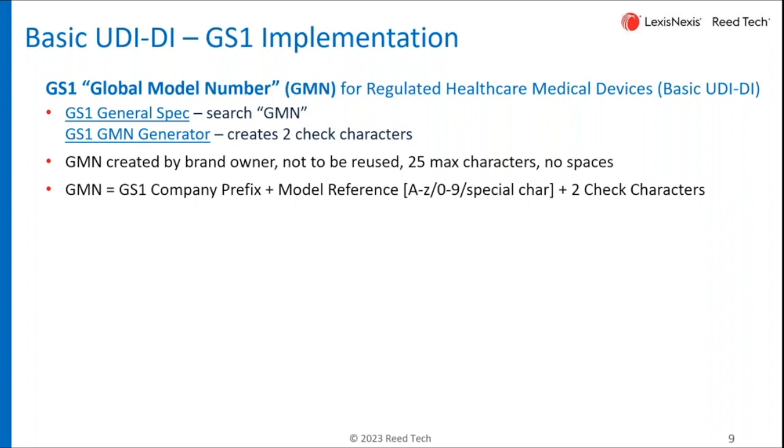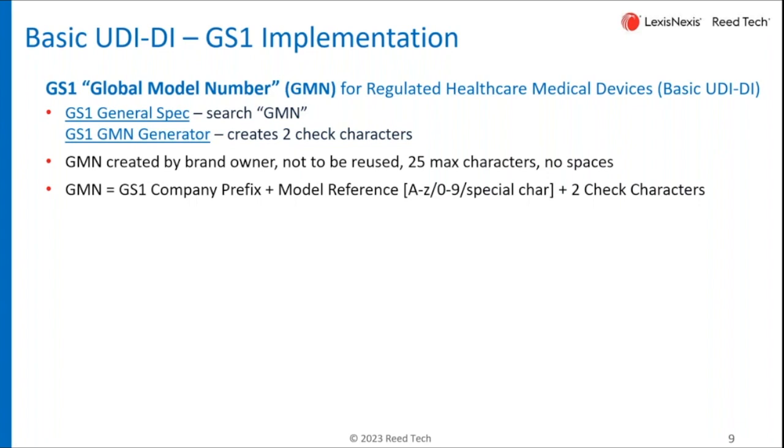GS1 uses global model number, GMN, as their term for a basic UDI DI. Don't get confused there. It's really one and the same. It's just a GS1 implementation. I think they use global for all their particular devices and standards, but global model number is the same as basic UDI DI in GS1 terms.